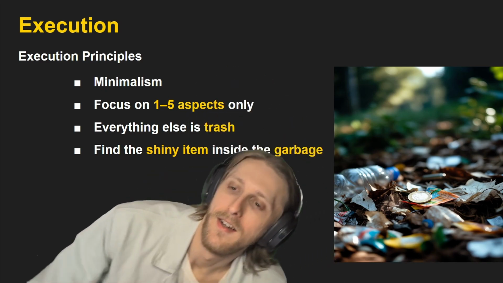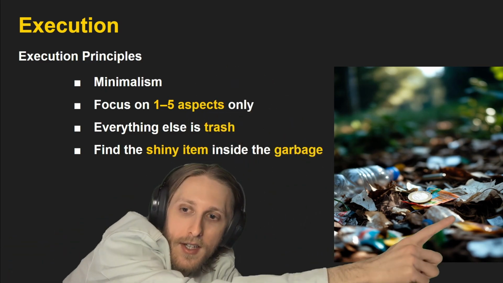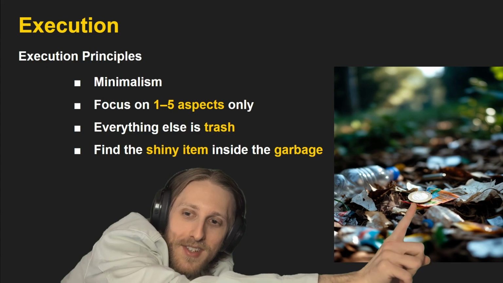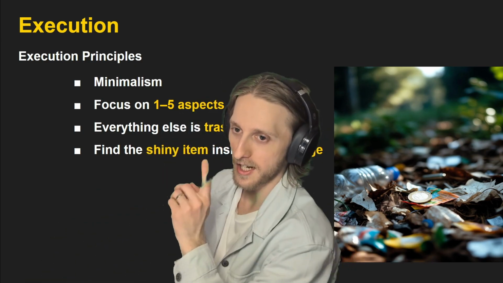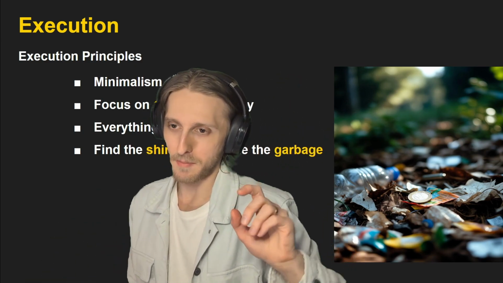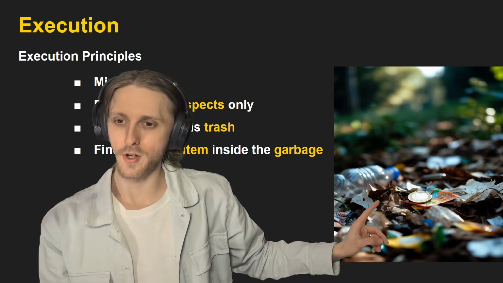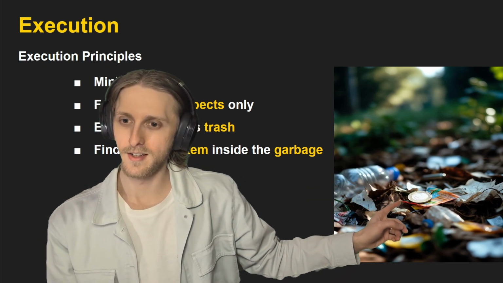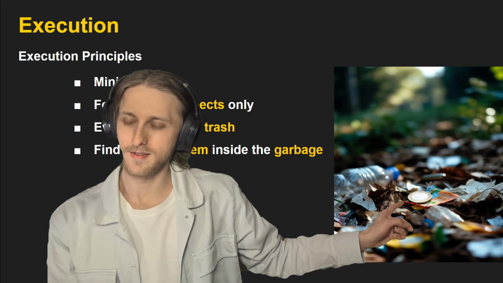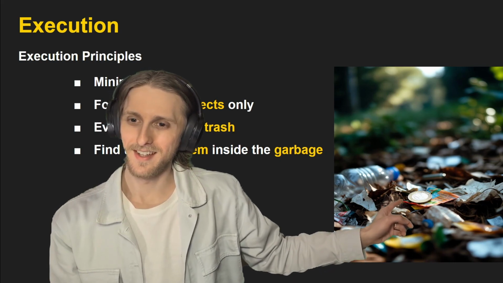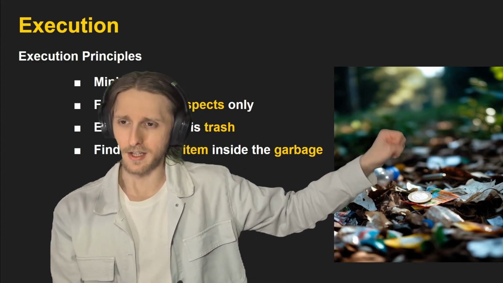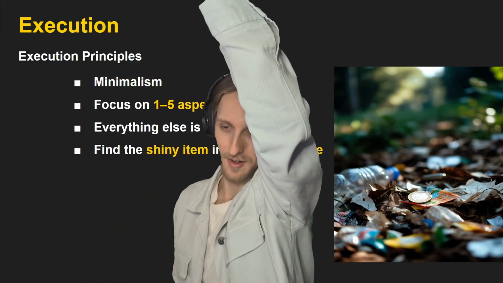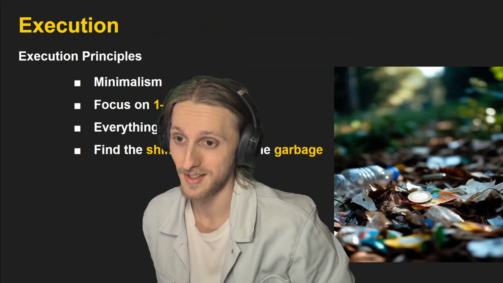Next. You should find the shiny item in the pile of garbage. That's our core aspect, atmosphere or whatever it is. You need to find one shiny item and focus on it. People don't care about the garbage if you show them the coin. You just say, hey, look at that, it's a coin. If they're interested in that, you can take this coin and design everything around it so it will be a good playable game.